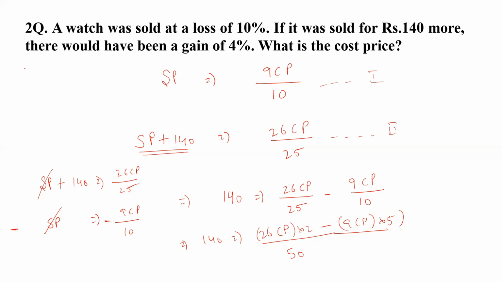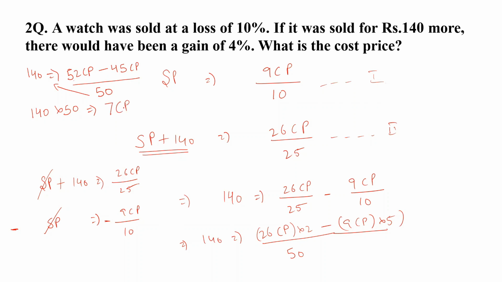Okay, I'm just going to write this again here. So this is 140, that should be equal to 52 cost price minus 45 cost price divided by 50. So that would be our balancing equation. So what we have to do, we can take this 50 to the left hand side. We shall write it here like this: 140 multiplied by 50, and that should be equal to 52 cost price minus 45 cost price. And if we reduce these two, we get the value of 7 cost price.